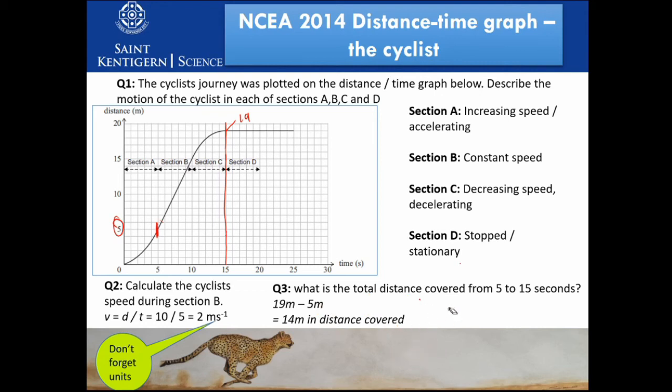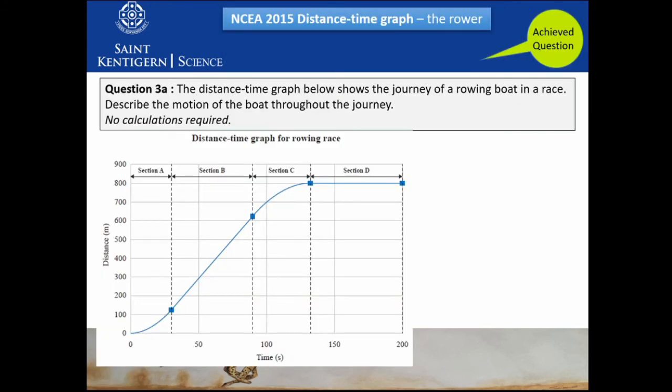Okay, so that was 2014. Here's 2015. The distance time graph of the rower. The distance time graph below shows the journey of a rowing boat in a race. Describe the motion of the boat through the journey. No calculations required. Please pause the video and on a piece of paper describe the motion of section A, section B, section C, and section D. Can you see how similar this is to the previous one? Okay, pause now and please do that.